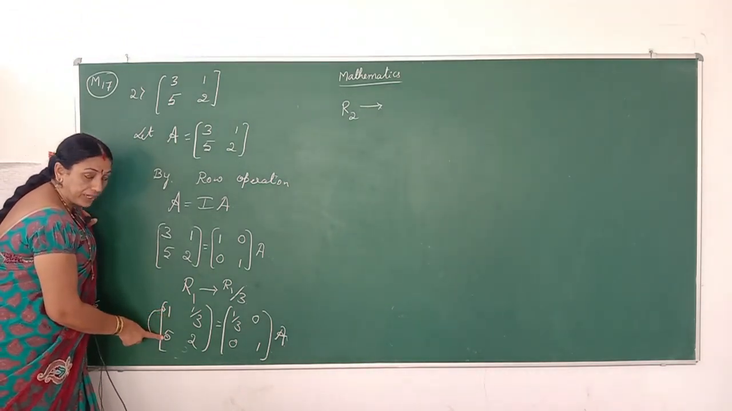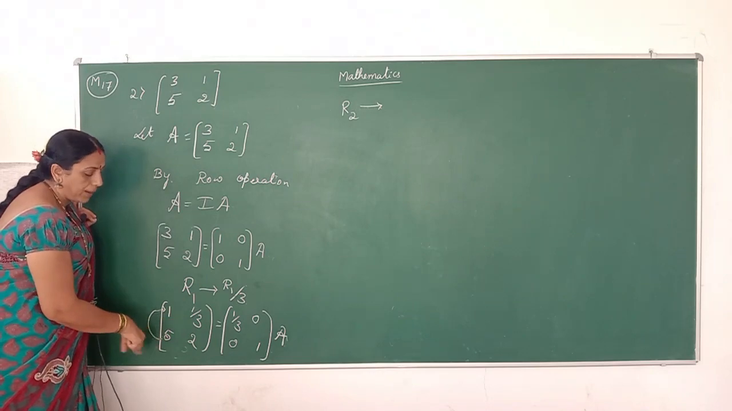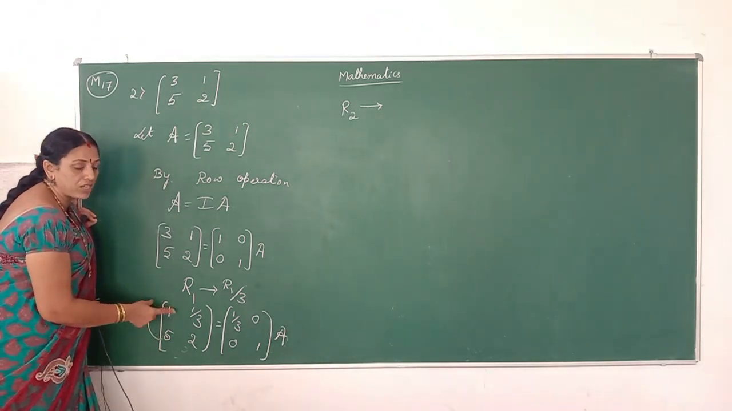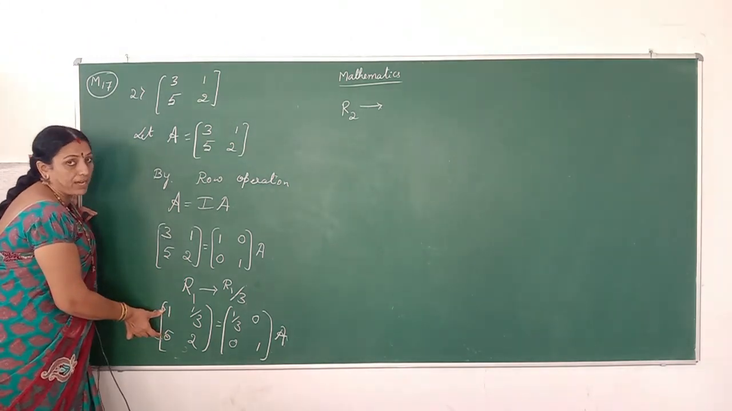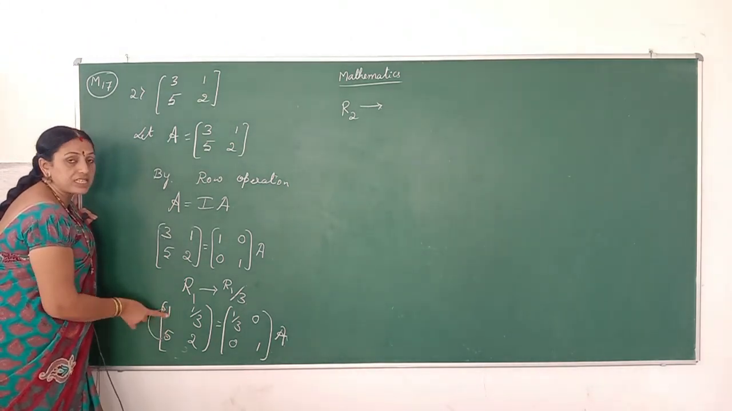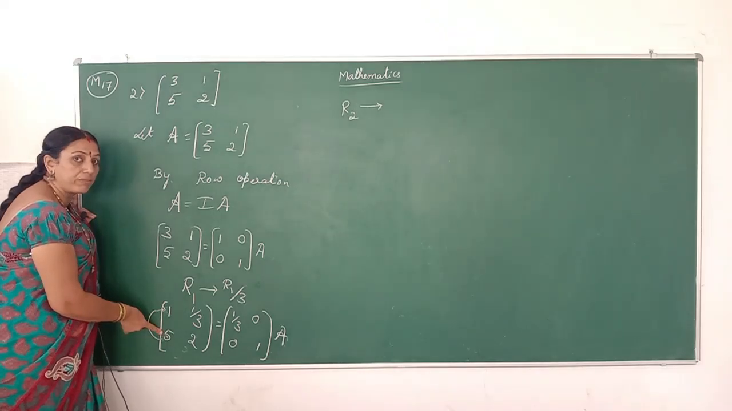Now R2 can be changed to R2 minus 5 times. If both will be positive or both will be negative, get subtraction. Suppose one of these elements will be negative and one of them will be positive, use addition.